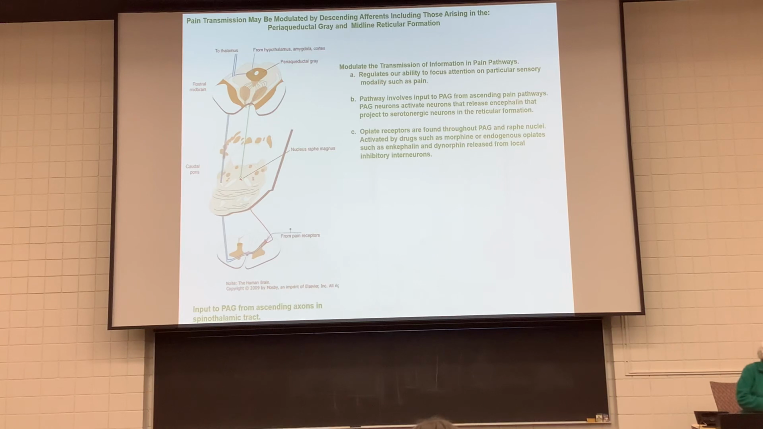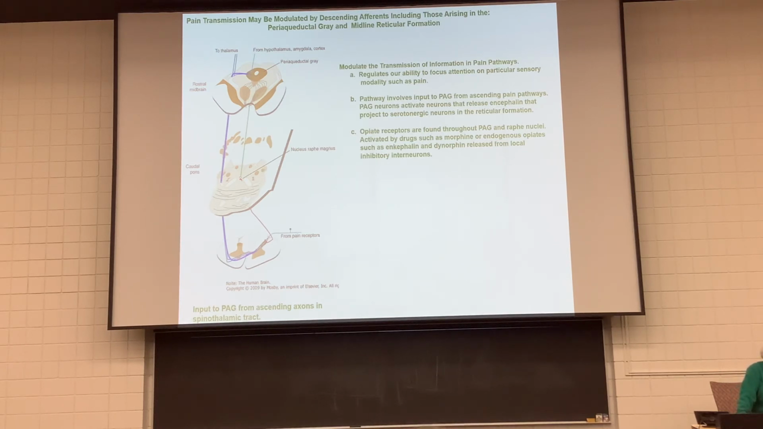I said before that the periaqueductal gray was also involved in modulating pain. So let's see how that works. Here's our DRG neuron from pain receptors, synapses on our dorsal horn neuron. Dorsal horn neuron gives rise to the spinothalamic tract. And most of those axons are going to continue on up to the thalamus. But here's a little group that peel off in the midbrain and synapse on neurons in the periaqueductal gray.